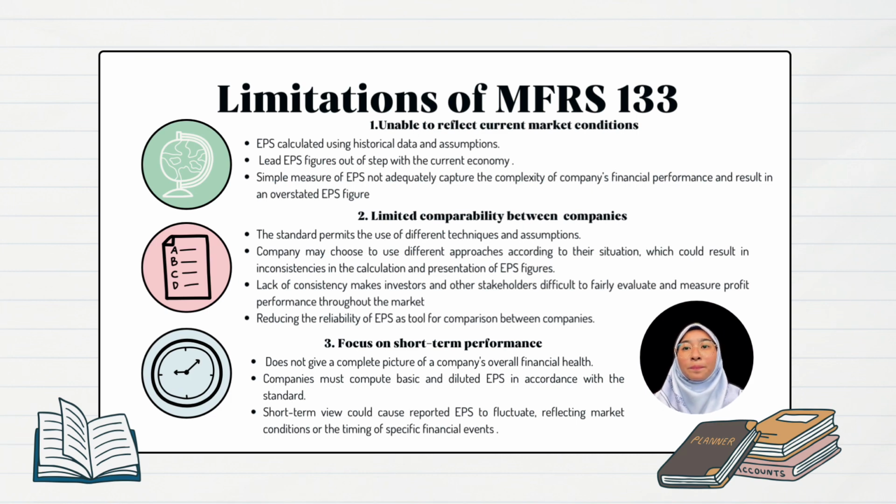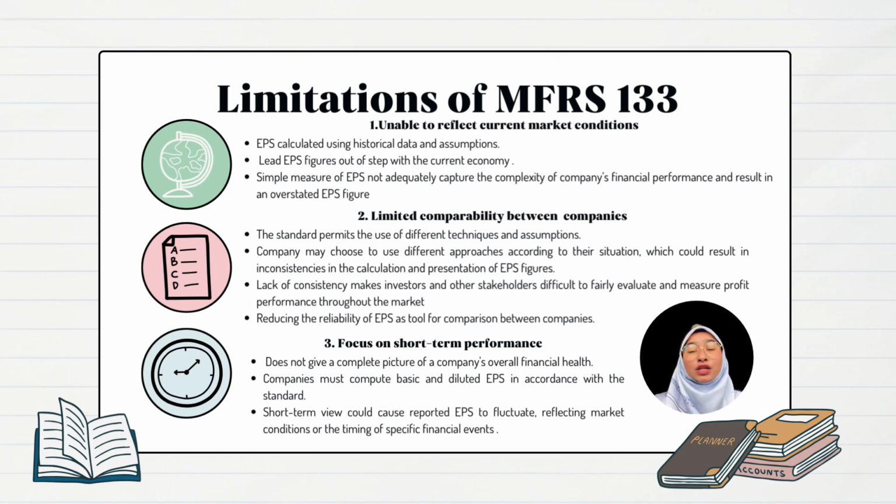When calculating EPS, the standard permits the use of different techniques and assumptions, particularly in the case of dealing with complex capital structures involving convertible instruments and stock options. Due to this, companies may choose to use different approaches according to their situation, which could result in inconsistencies in the calculation and presentation of EPS figures. This lack of consistency makes it difficult for investors and other stakeholders to fairly evaluate and measure profit performance throughout the market, reducing the reliability of EPS as a tool for comparison between companies.